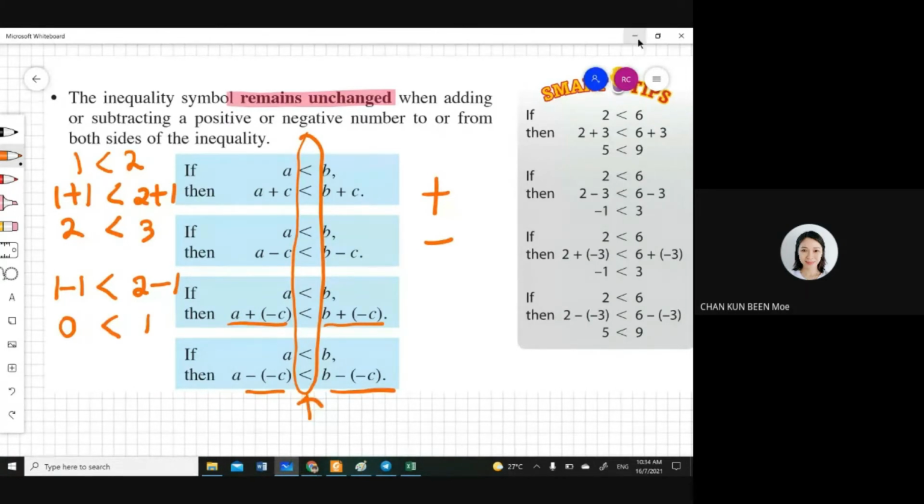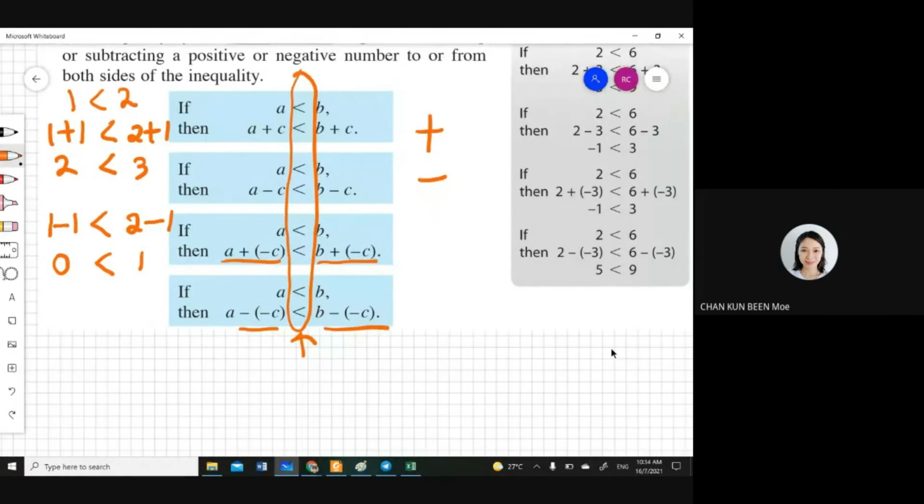So you can see the smart tips on the right over here. The first two is the one that we mentioned. When you plus a number, it remains unchanged. When you minus a number, it remains unchanged. When you plus a negative number, also remains unchanged. Because why? Because positive times negative is like 2 minus 3, 6 minus 3. 6 minus 3 is 3. 2 minus 3 is negative 1. So it still remains unchanged. When you minus a negative number, also remains unchanged.